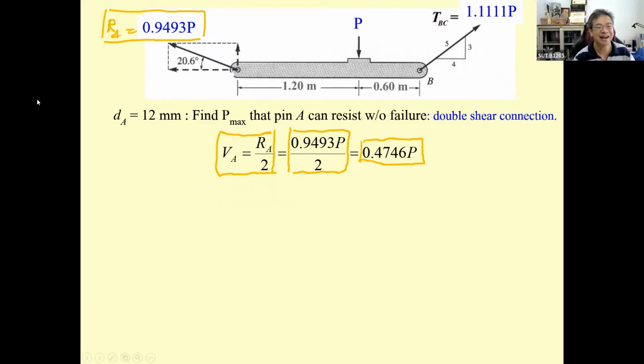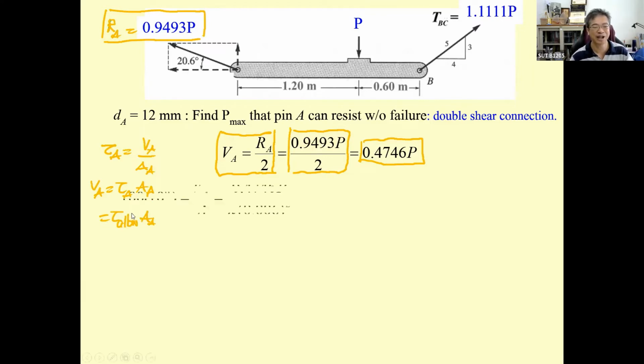And then let me put it again. Tau sub A equal to V sub A divided by A sub A. What we are going to find is V sub A is going to be tau sub A times A sub A. It's going to be tau allowable times A sub A. Okay, by doing this, you just put this one, the tau allowable.